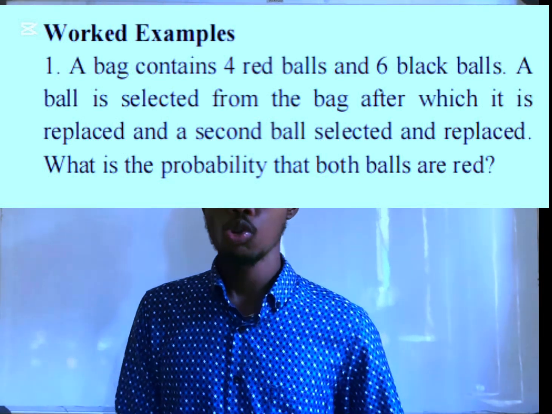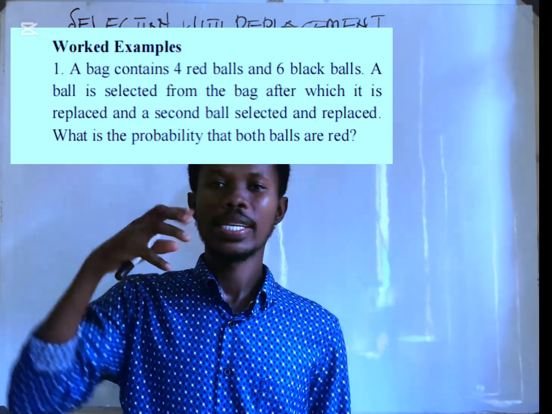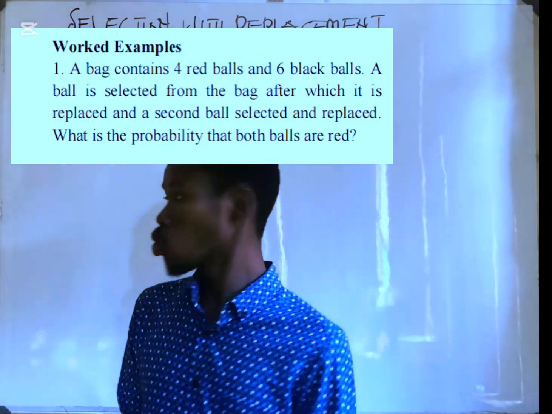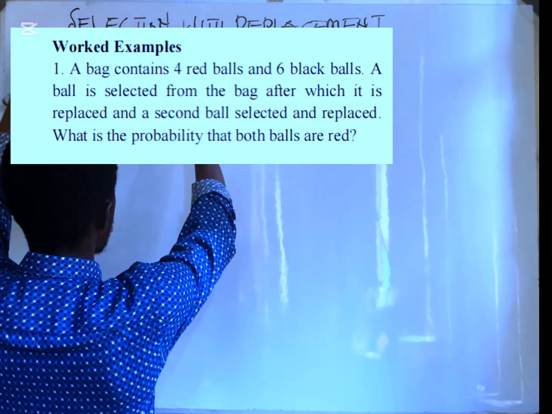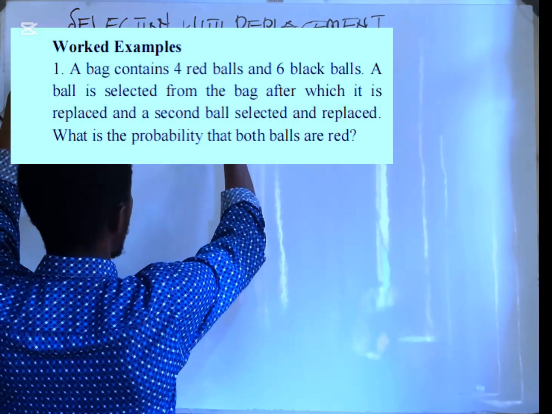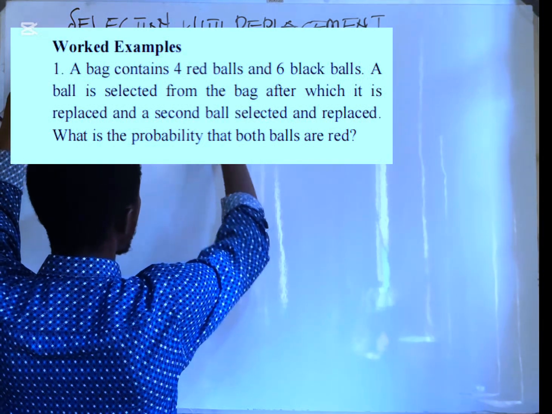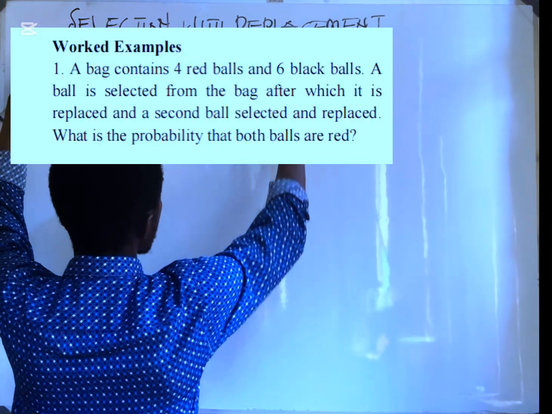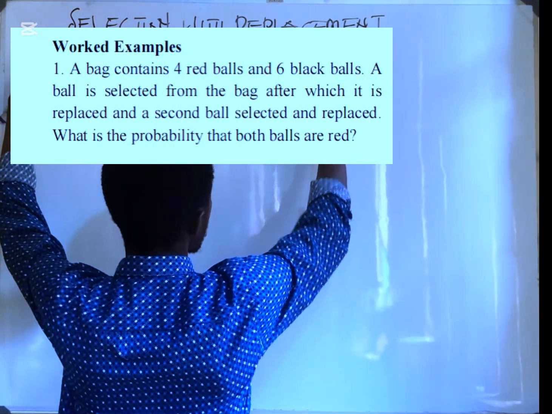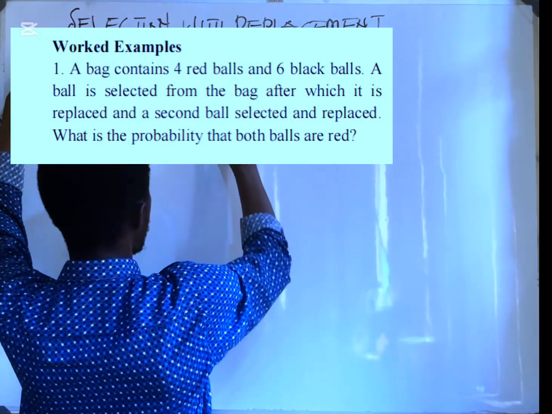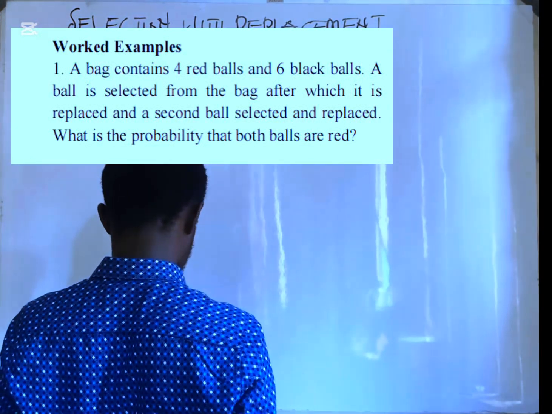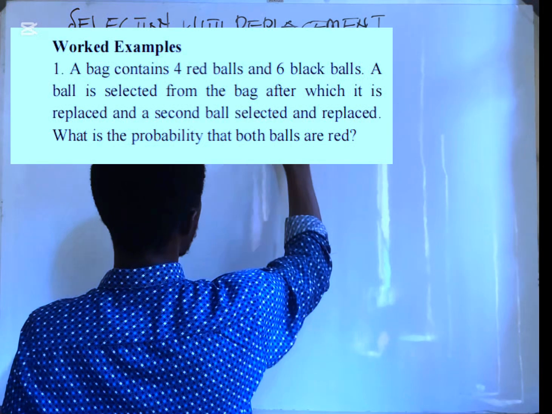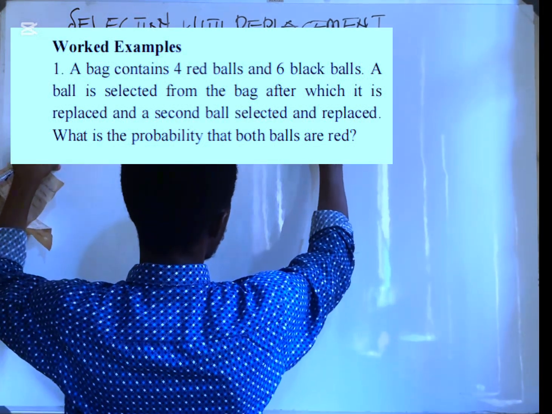Is that okay? So we want the probability that the first ball you picked was red, the second ball too was red. But remember, they were all replaced. So now, let's put some information down. You can say that R equals red balls. Then B equals black balls.